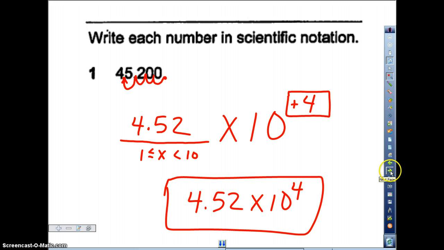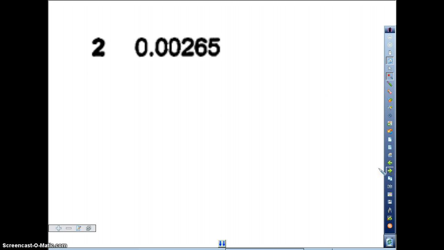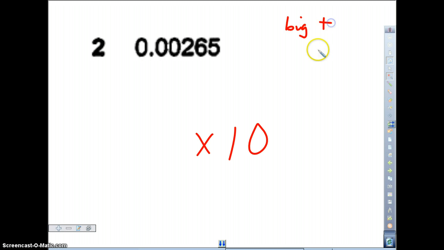Let's do number 2. We're going to write the number in scientific notation. I always start off there. Now, is this a big number or a small number? It's a small number. If it's a big number, your exponent's positive. If it's a small number like a decimal, your exponent's negative. So the exponent here is negative.